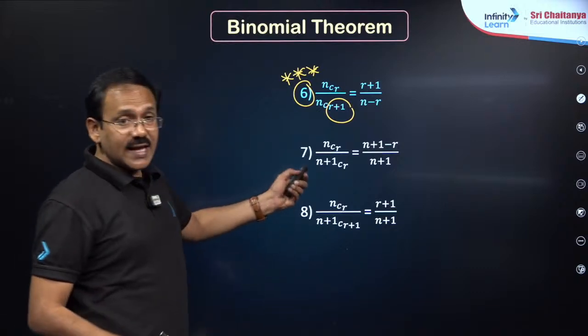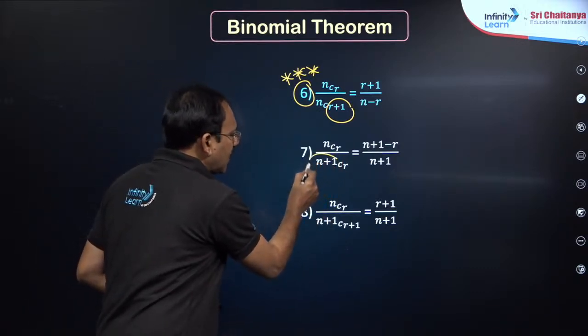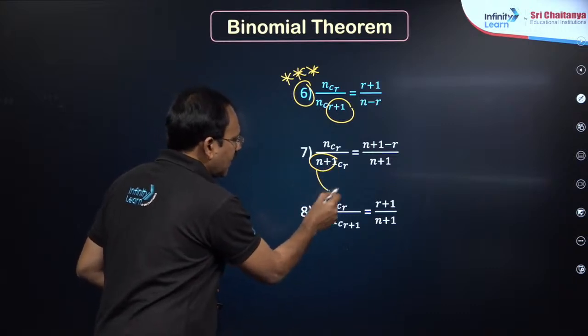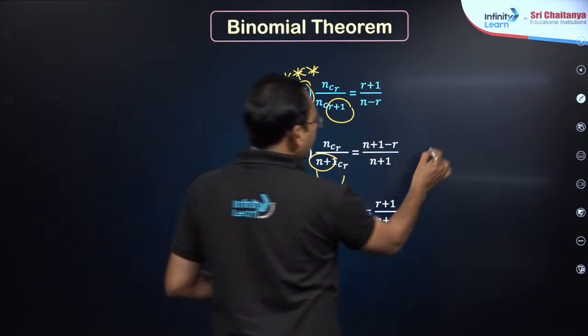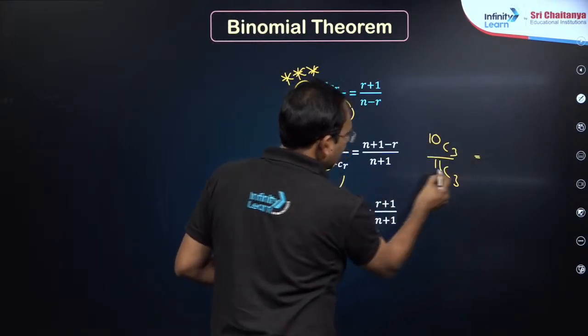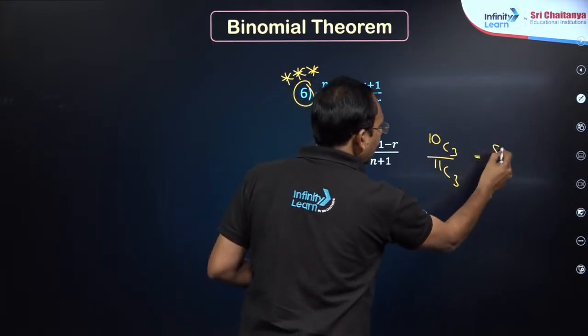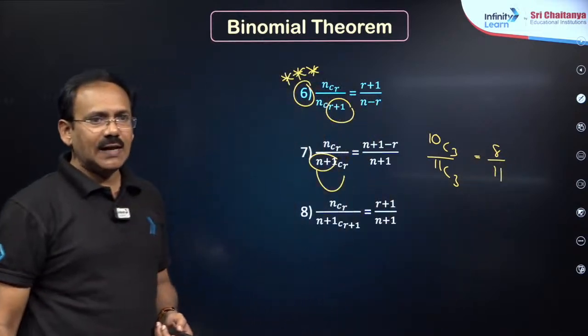Right. Suppose NCR by (n plus 1)C(R plus 1) are the same, n one more in the denominator: (n plus 1 minus r) by (n plus 1). For example, 10C3 by 11C3. 11 minus 3 will become 8 by n plus 1, which is 11. So this way it is helpful.